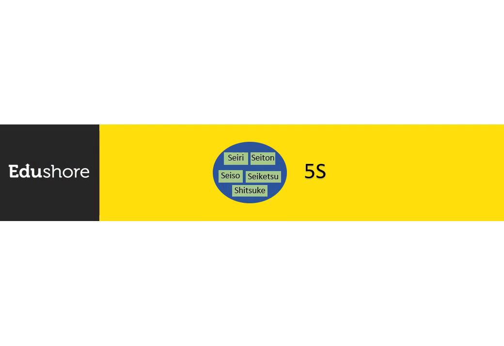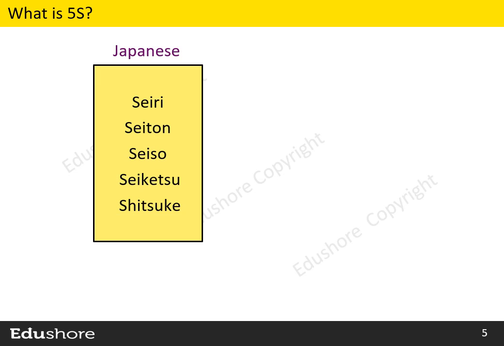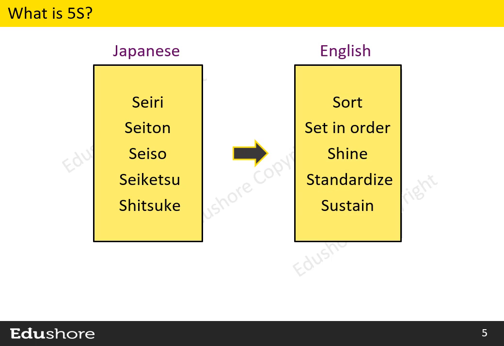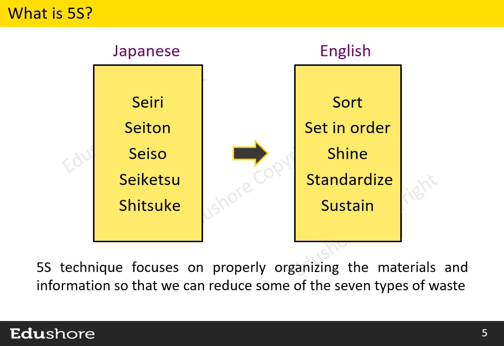Now we will see 5S. In Japanese language, these are the 5S. As translated into English, they are sort, set in order, shine, standardize, and sustain. The 5S technique focuses on properly organizing the materials and information so that we can reduce some of the 7 types of waste in a given process.